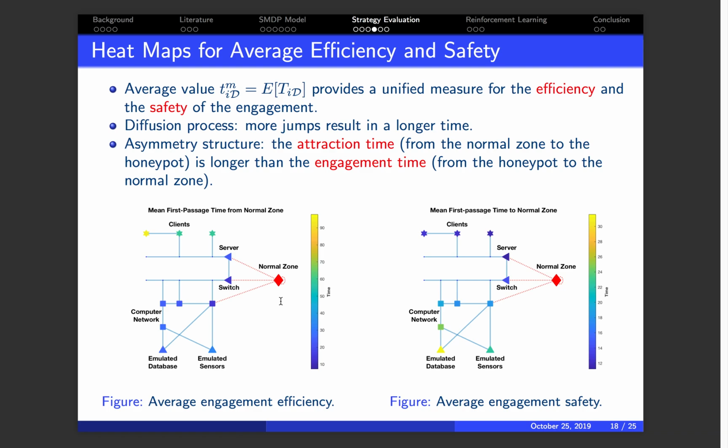and those two results show. First is that more jumps means more distance. This requires a longer time of attraction or engagement. And also this asymmetric structure shows that the attraction time is longer than the engagement time.